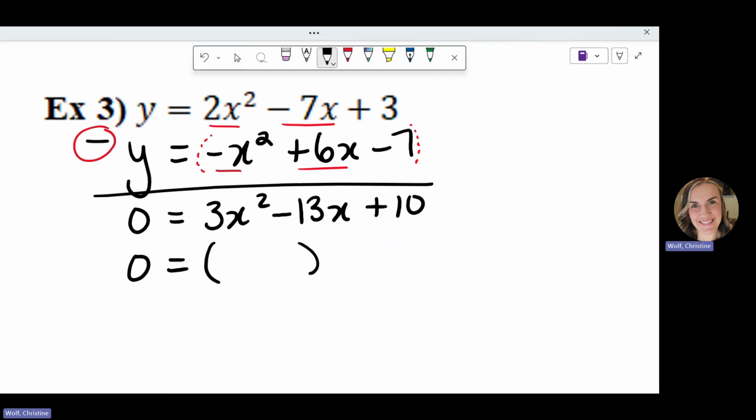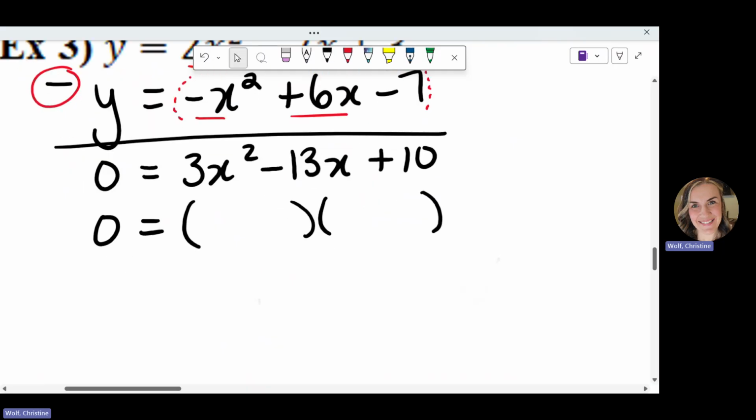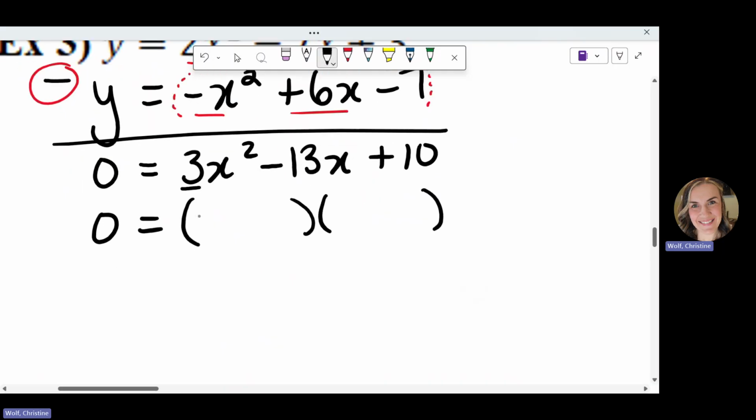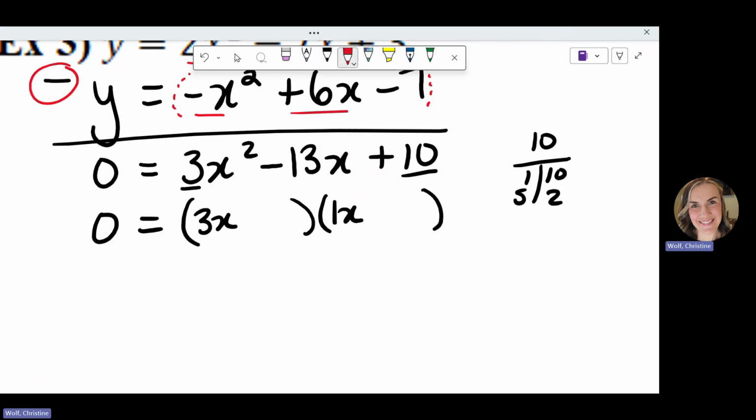Let's see if we can get our factors. So the two numbers that multiply to give us 3, there's only one option, so no guessing involved. It has to be that. And then two numbers that multiply for 10. Well, 1 and 10 or 5 and 2. Remember me saying it's usually not the one with the 1. So we would try 5 and 2 here.